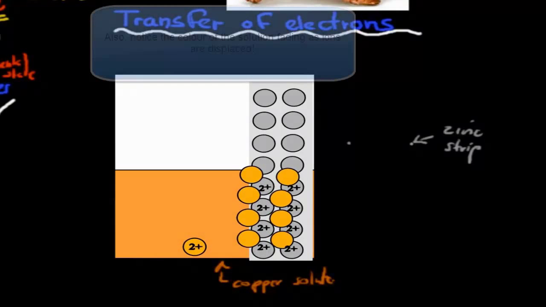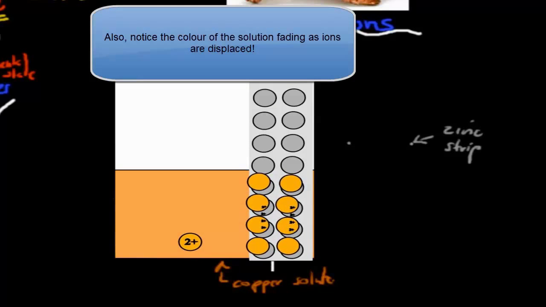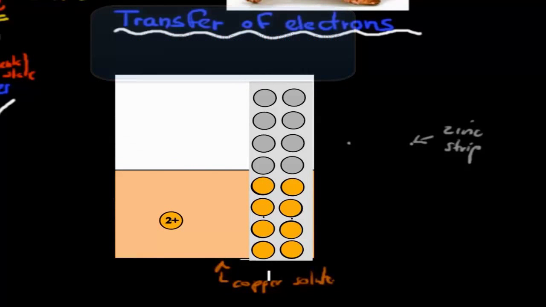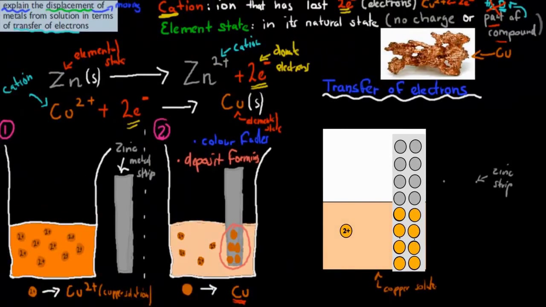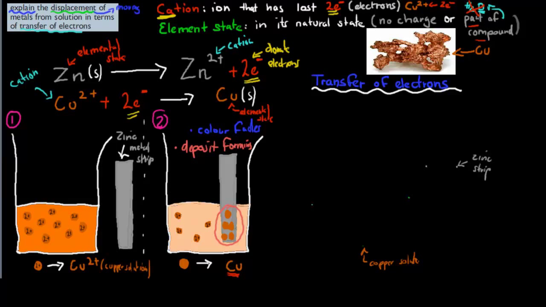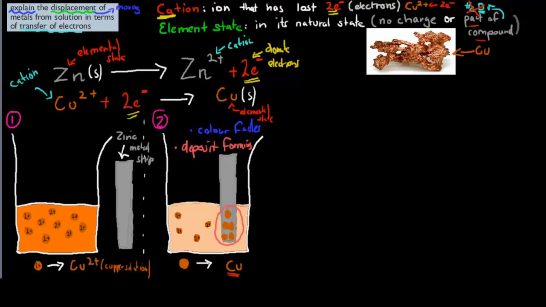And then what happens is you have the deposit happening. So you can see that now it's not gray anymore. It's actually dark orange, because copper has deposited on it. Right, so that was the transfer of electrons. I hope that animation was useful. And what I'm going to do now is quickly summarize the different parts that were important.